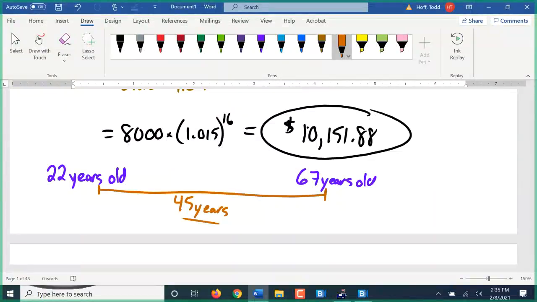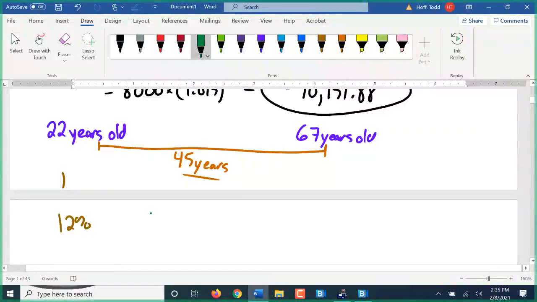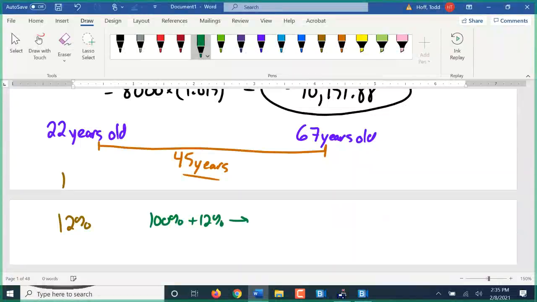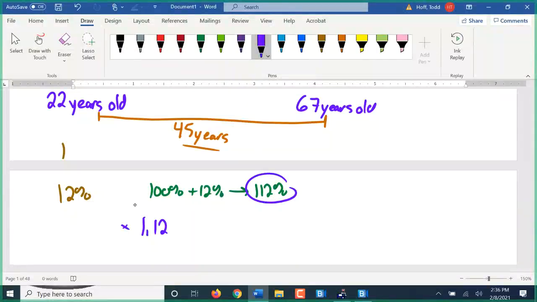So, should we just go 12% to be conservative? Let's say you can go to an investment planner and they can get you 12% per year. That means you start off the year with 100%, you add 12%, so you end the year with 112%. So you take your starting amount and multiply by 1.12. Now, I'm going to put that in the power of 45 because it's going to be 45 years.